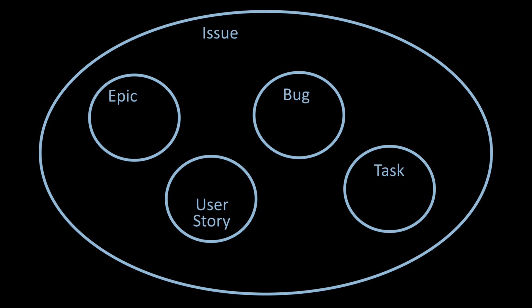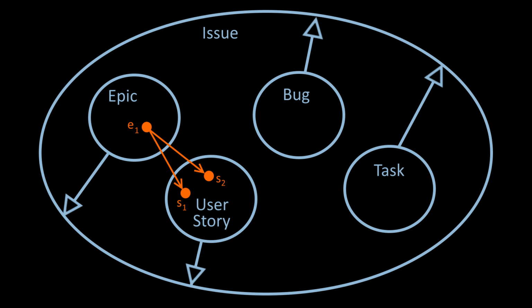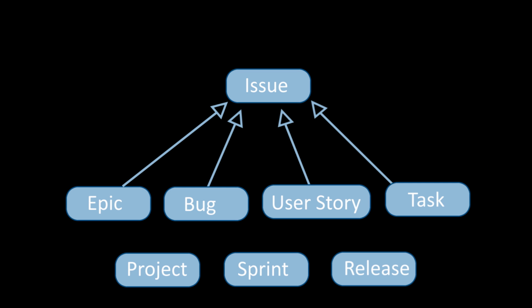Now, suppose we have an epic E1, which contains user stories S1 and S2. Notice that we draw the containment relationships between elements within the sets. By contrast, subclass relationships are relationships between the sets themselves, not the elements within the sets. Okay, now let's go back to our other diagram.